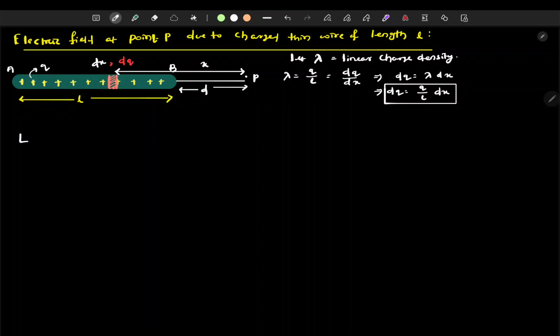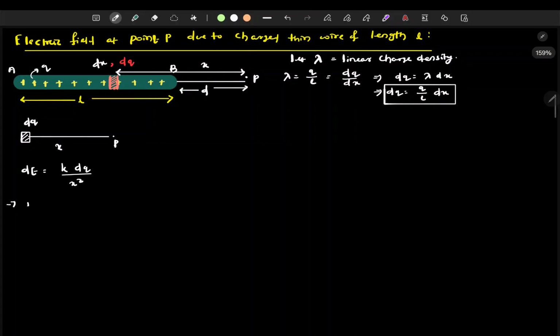Now due to this small charge dQ at a distance x, point P is there. So what is the value of dE? The dE value will be k into dQ divided by x square. And what is the value of E? E is equal to the integration of dE, that means integration of k dQ divided by x square. What is the value of dQ? Q by L into dx, or you may put lambda dx. Put dQ equal to lambda dx.